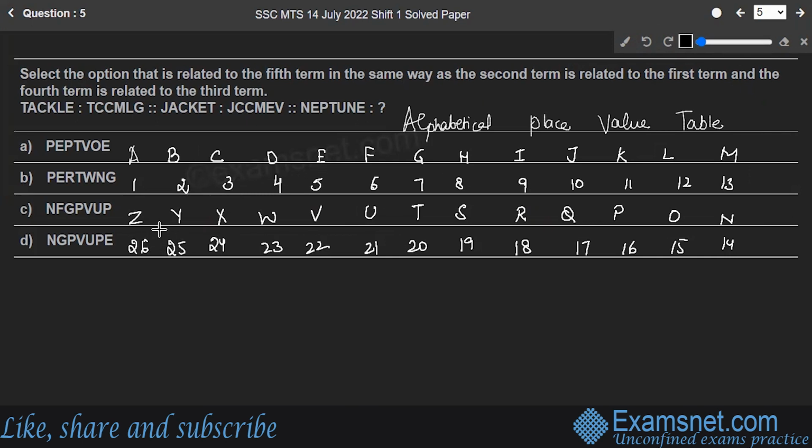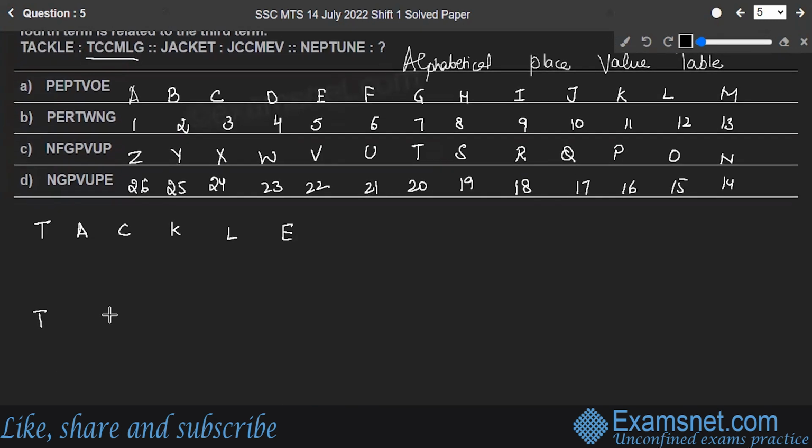So using this table, we'll be answering this question. Let's go with the first one, that is TACKLE. T, A, C, K, L, E. If I'm moving from this, it is coded to TCCMLG. Let's write down the code as well. TCCMLG. So T is kept as such. L is kept as such. It's not changed. Even C is kept as such.